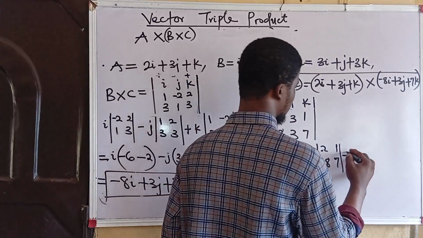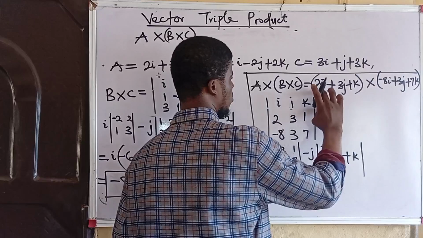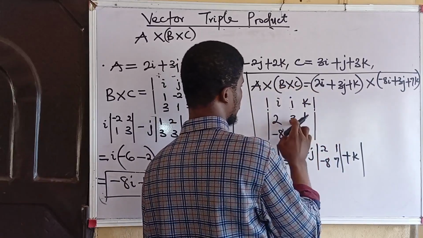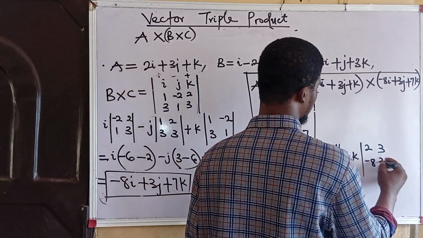k has a plus. Close this column and close this row. We have 2, 3, minus 8, 3.